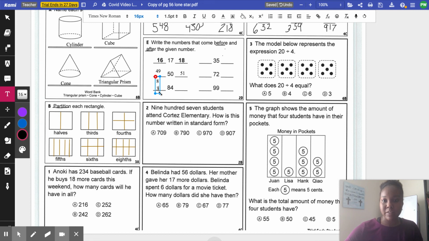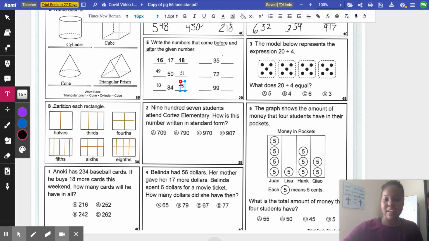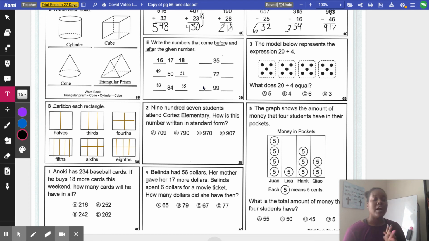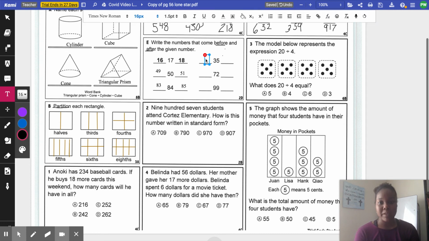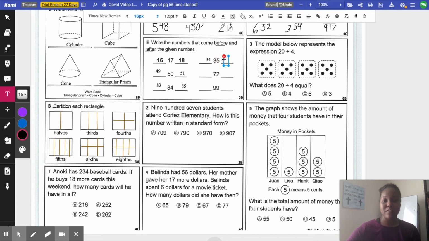Let's see, I'm going to have to drag that out a little bit to put that where it goes. The number that comes after 84 is 85. If you don't know, sorry, I was looking for my hundreds chart, but I don't see it out. If you don't know what comes before or what comes after the number, you can use your hundreds chart to figure that out. That is why we gave it to you as a resource in your packet that you picked up from us. The number that comes before 35 is 34. The number that comes after 35 is 36.